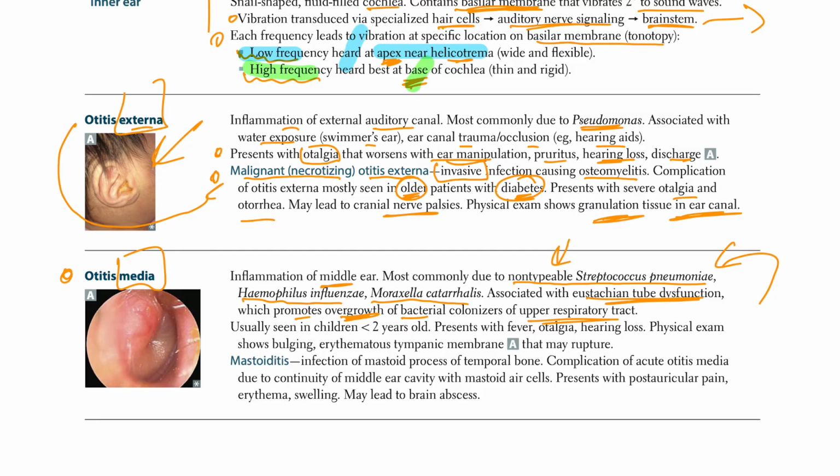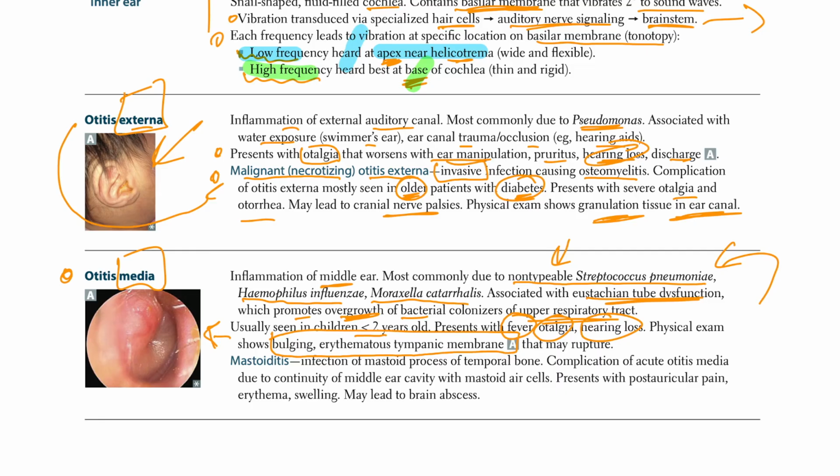And then it is usually seen in children less than 2 years of age, and presents with fever. If you recall, externa did not have any fever. Otalgia is there. Hearing loss, same thing. They also had hearing loss. They had otalgia. Physical examination shows bulging, important. Bulging erythematous tympanic membrane. Look at picture A.